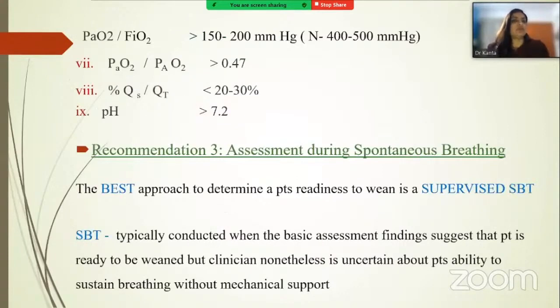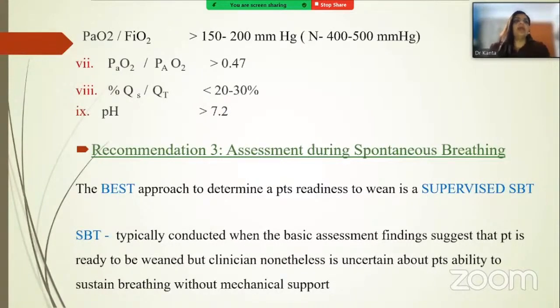The PaO2 to FiO2 ratio should be greater than 150 to 200 millimeters of mercury, and the ratio of arterial to alveolar oxygen should be greater than 0.47. The percentage shunt fraction should be less than 20 to 30%. There should not be much wasted oxygenation and ventilation. The pH of the patient should be 7.2.